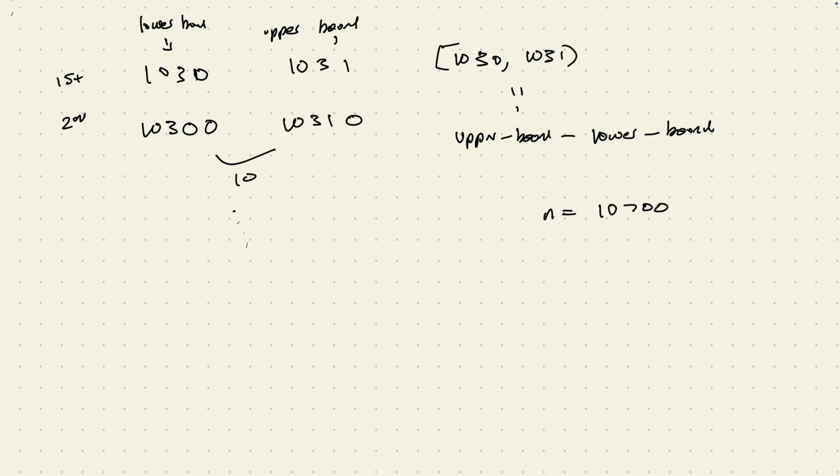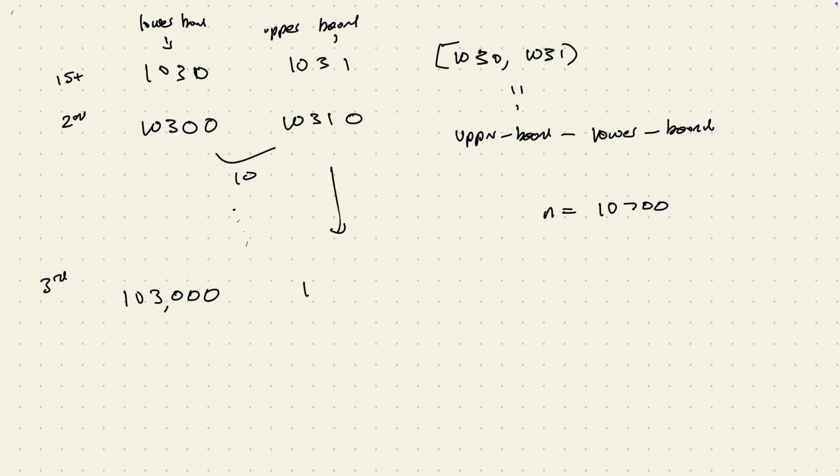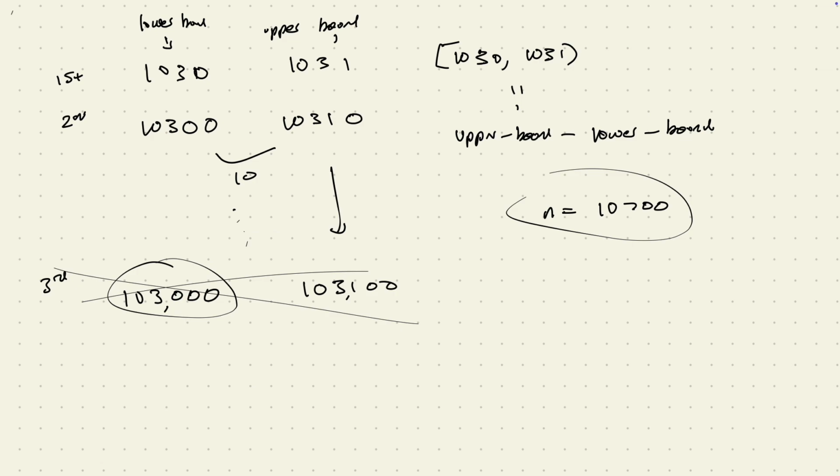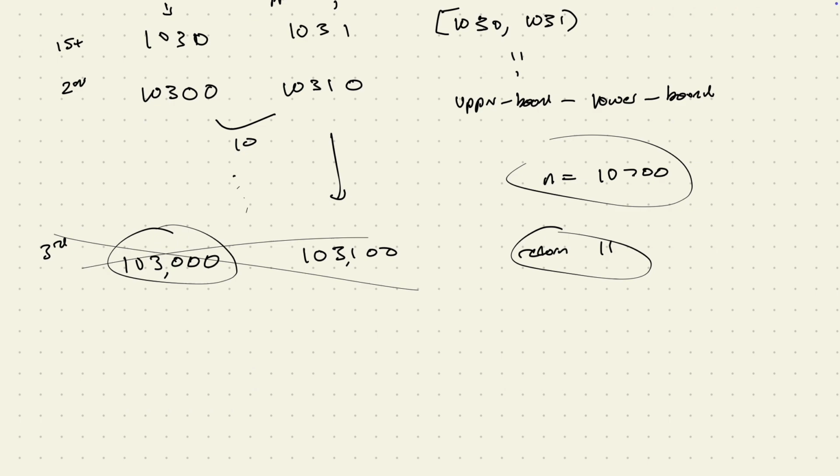So let's say in the third iteration, we're going to obviously go above. And we're going to say 107, or sorry, I'm getting confused right now, but 103100. Okay, obviously this number is outside of this range. So we're going to end and not count and return the answer 11.